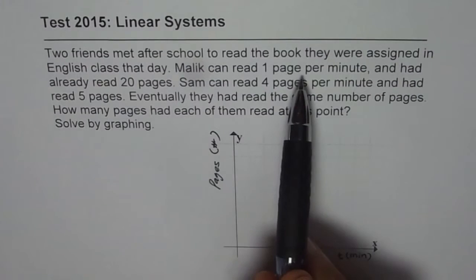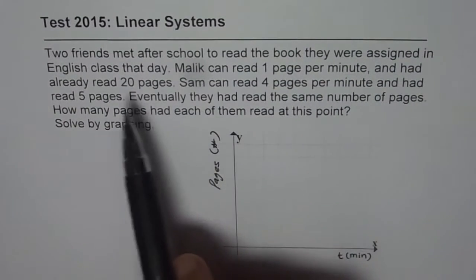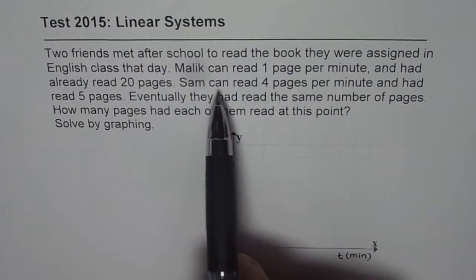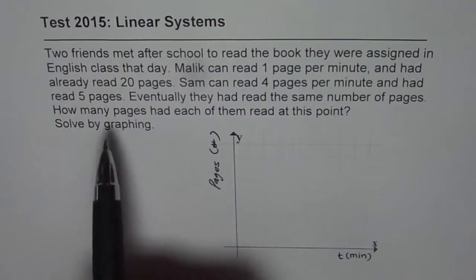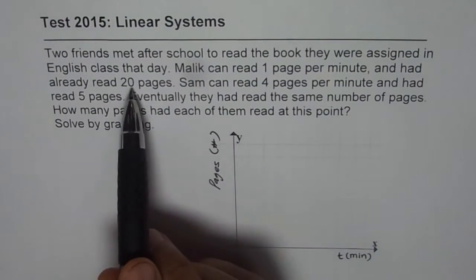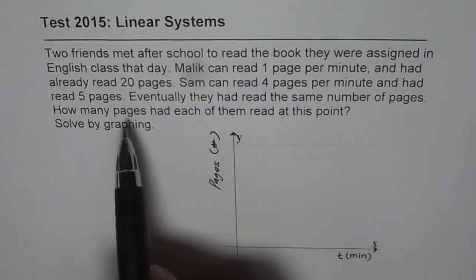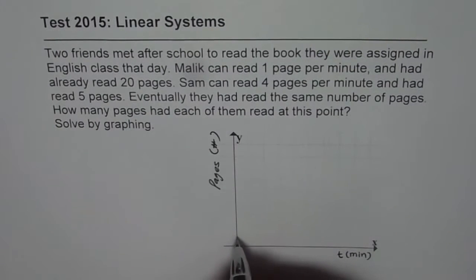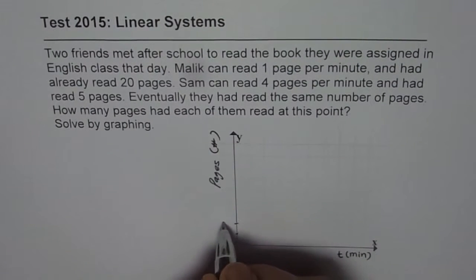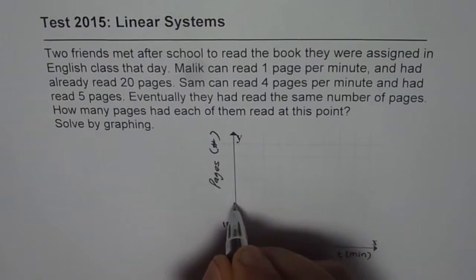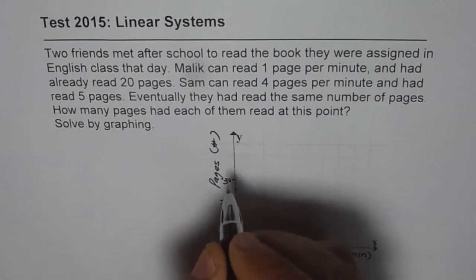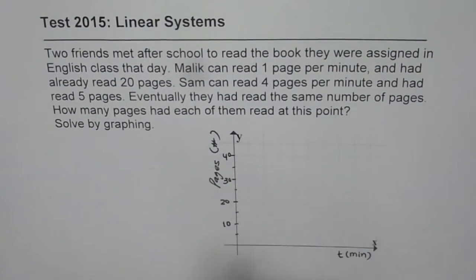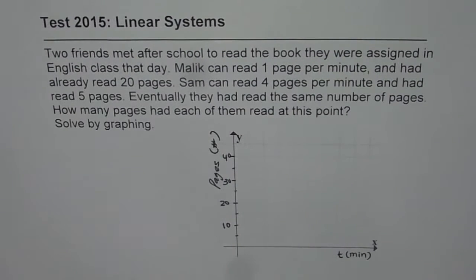Malik can read 1 page per minute and had already read 20 pages. Sam can read 4 pages per minute and had read 5 pages. So to start with, Malik read 20, Sam read 5. So let's take multiples of 5 along the y-axis, right? So we have 5, 10, 15, 20, 25, 30, 35, 40 pages, correct? So that is the number of pages along the y-axis, the dependent variable.